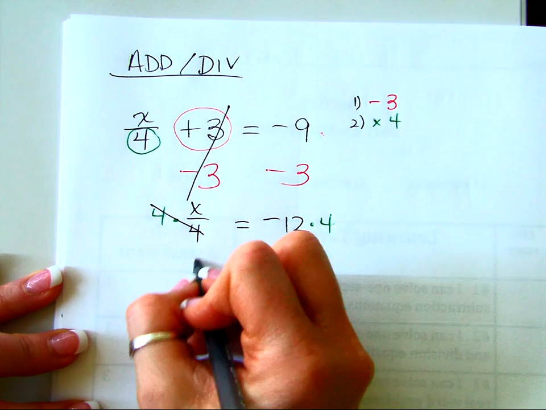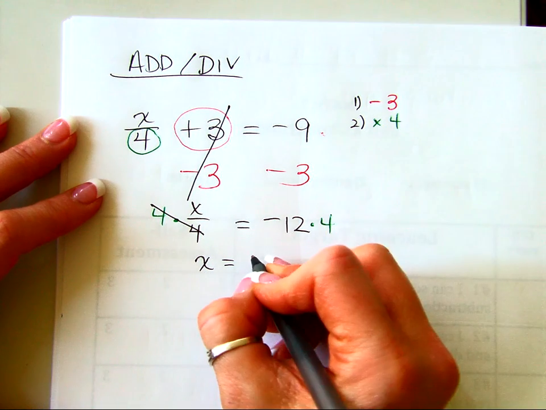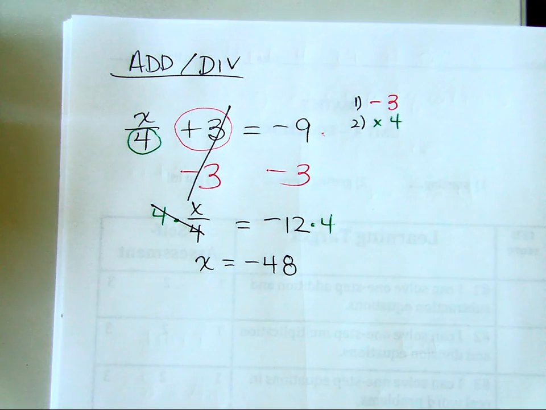So then x is equal to negative 48. I was going to do a negative 48. All right, you don't divide them, you multiply them.